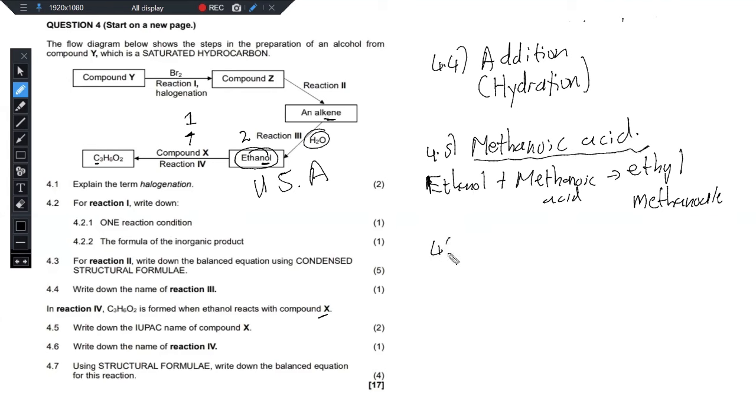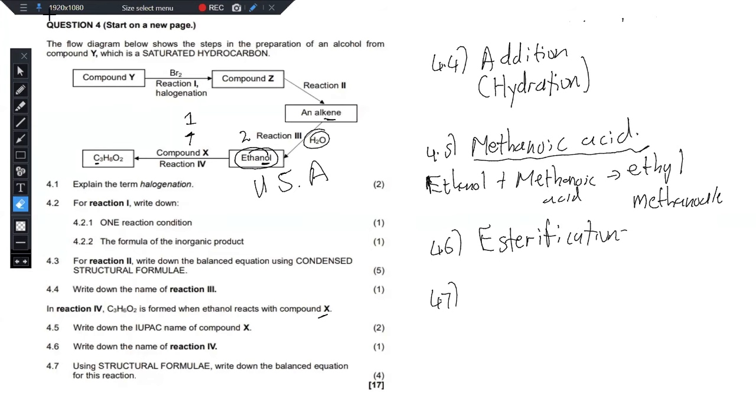So 4.6 says write down the name of reaction IV. We already know esterification. So check your exam papers. You will always see this trend. Then 4.7, using structural formulae, write down the balanced equation for this reaction. Also another one that you should note.